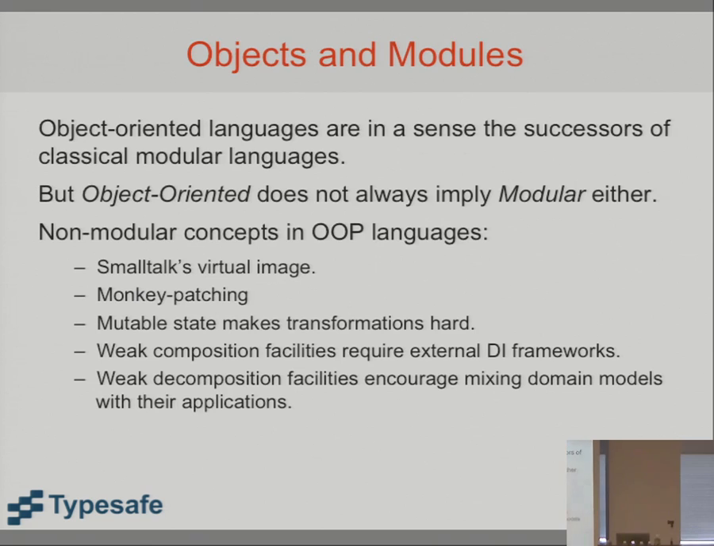Okay. So object-oriented languages are in a sense the successor of the classical modular languages, because in classical modules, essentially, a module has an implementation and an interface, and then you say, well, you want to get rid of this one-to-one correspondence. You want to have multiple implementations of the same interface, and a single implementation should have multiple interfaces. And both of these generalizations essentially led to object-oriented programming.